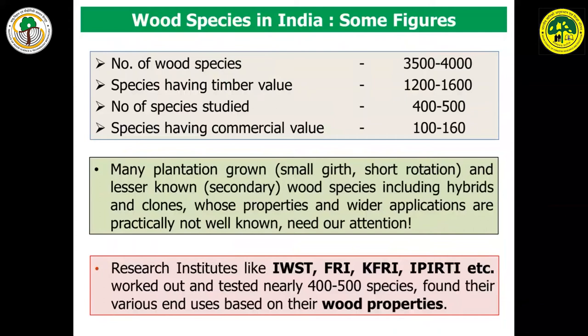applications. If we see in India, we have a good resource of timber species, wood species, particularly 3,500 to 4,000 species have been listed. But out of these, not all wood species have timber value. Only a certain number of species have been identified, and out of these, only 400 to 500 species have been tested for different properties and recommended for different applications, and around 100 to 160 wood species have commercial value. So this is the overall scenario of the wood species in India.